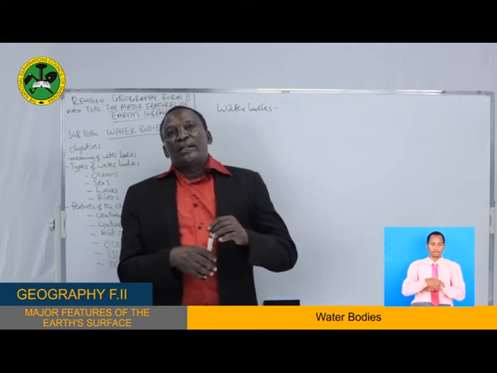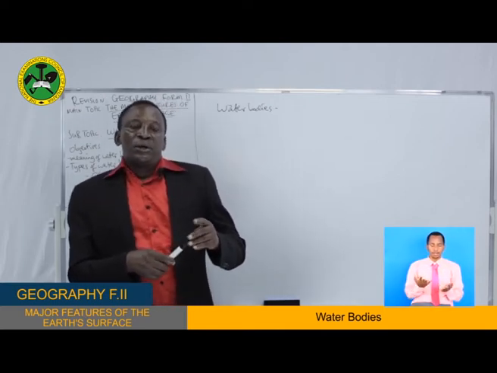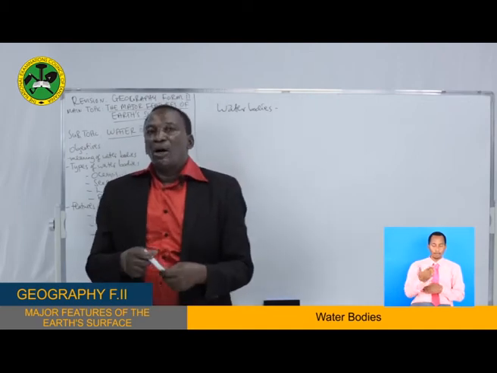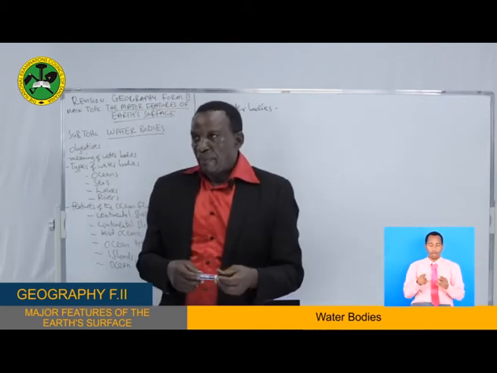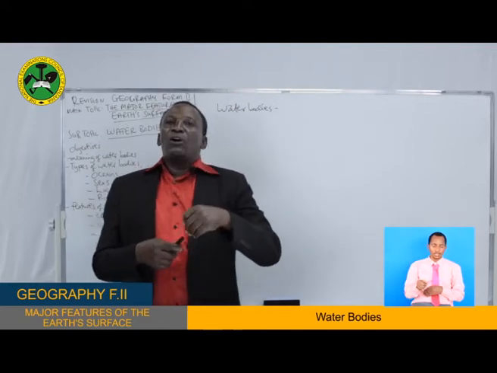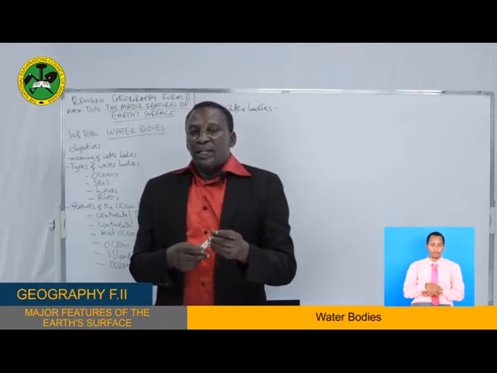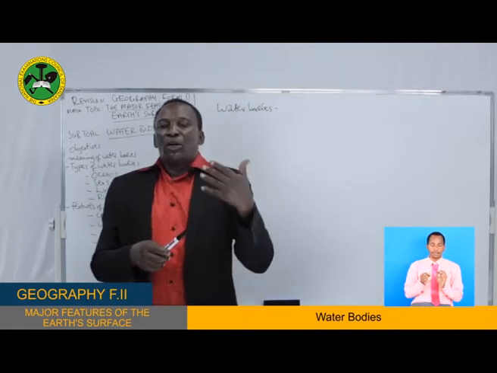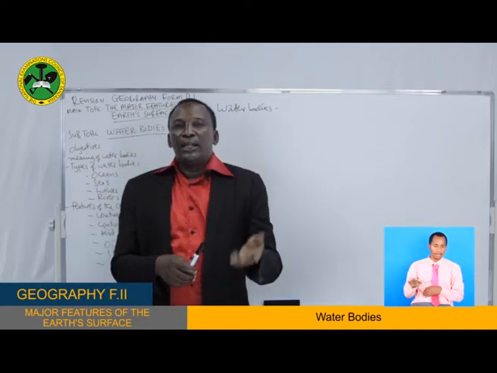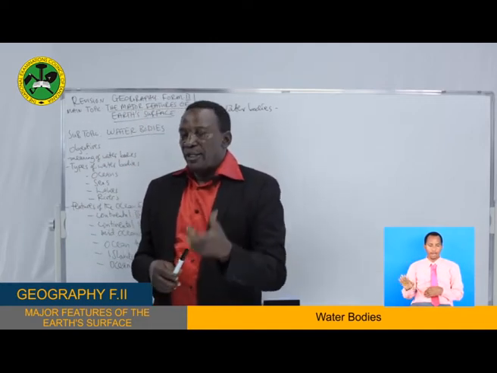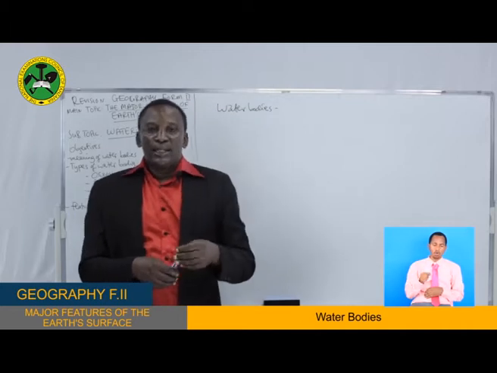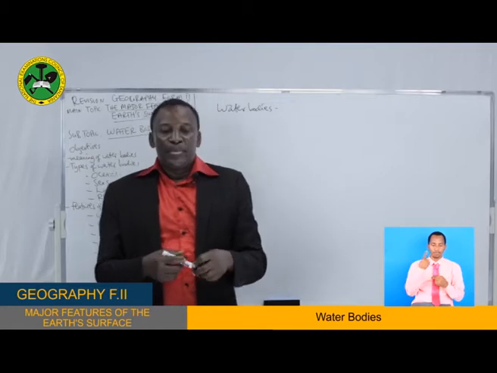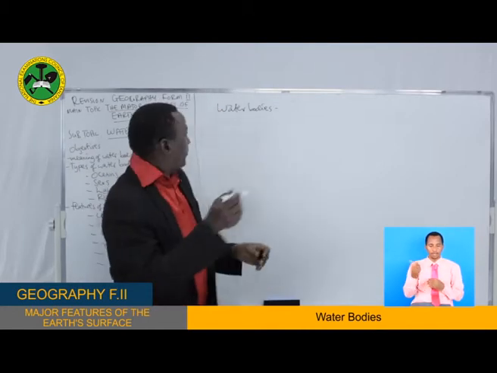The water bodies can contain salt water, or the water can be fresh. Now, the types of water bodies, student, as I pointed out on the wallboard, are oceans, seas, lakes, and rivers. Now we are going to discuss these types of water bodies one after another. Let us start with the ocean.